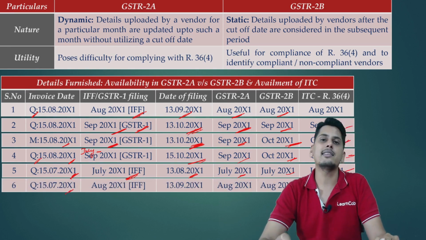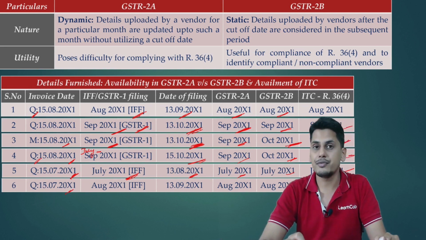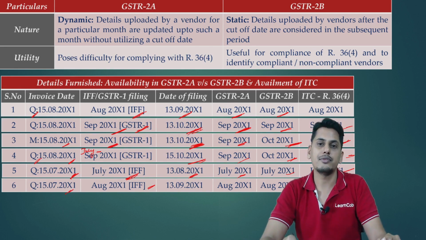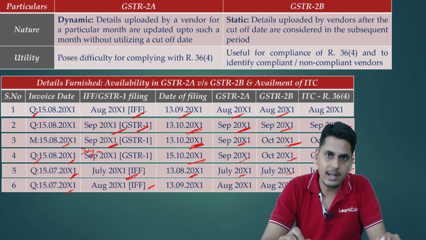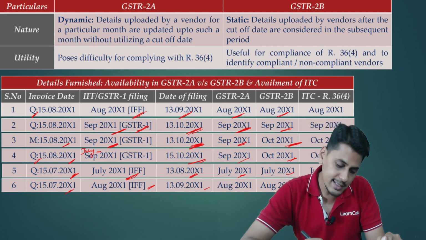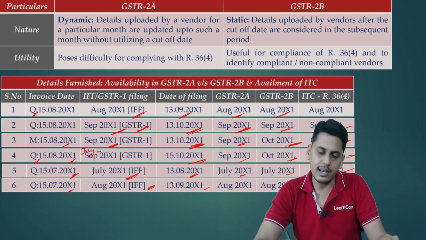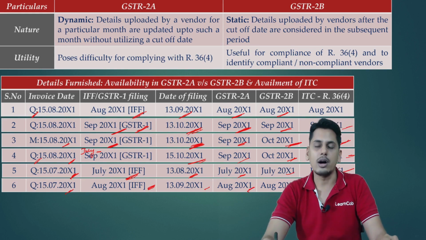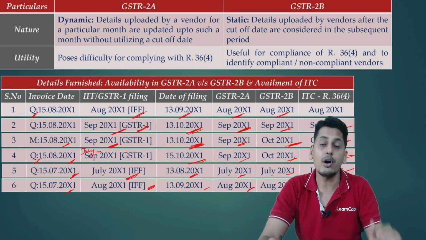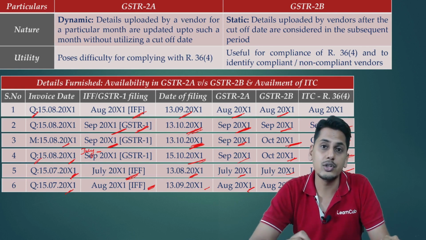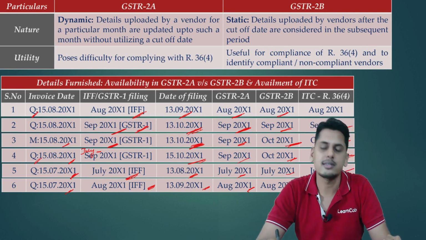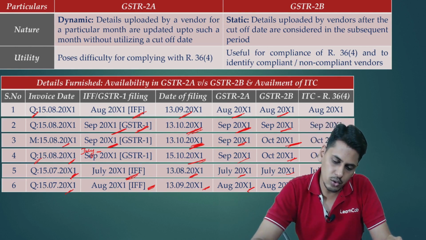Invoice dated 15th July, but it is furnished in IFF of August. Date of filing 13th of September. Since it was furnished in IFF of August, it will appear in 2A of August. Let us check. Will it also appear in 2B of August? For it to appear in 2B of August, it should have been filed by 13th of September. Is it done so? Yes. So it will appear in 2B of August.